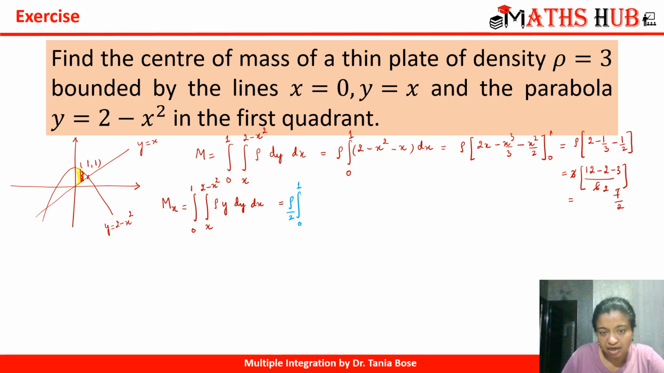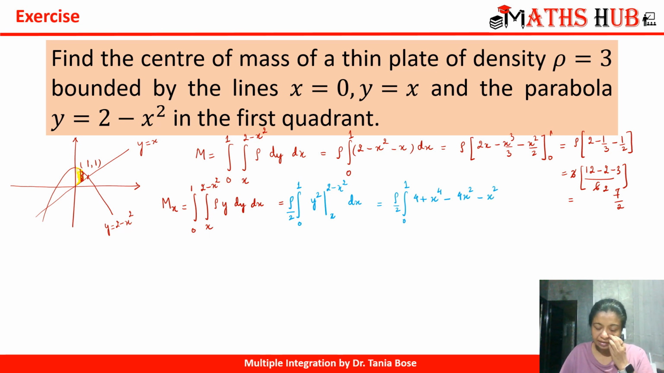So 2, I can take out y square, and the limits are from x to 2 minus x square dx. So this is rho by 2, 0 to 1. When I put the values, I will get (2 minus x square) whole square. So this is 4 plus x to the power 4 minus 4x square minus x square. Right? This is what I'll get. Integration with respect to x.